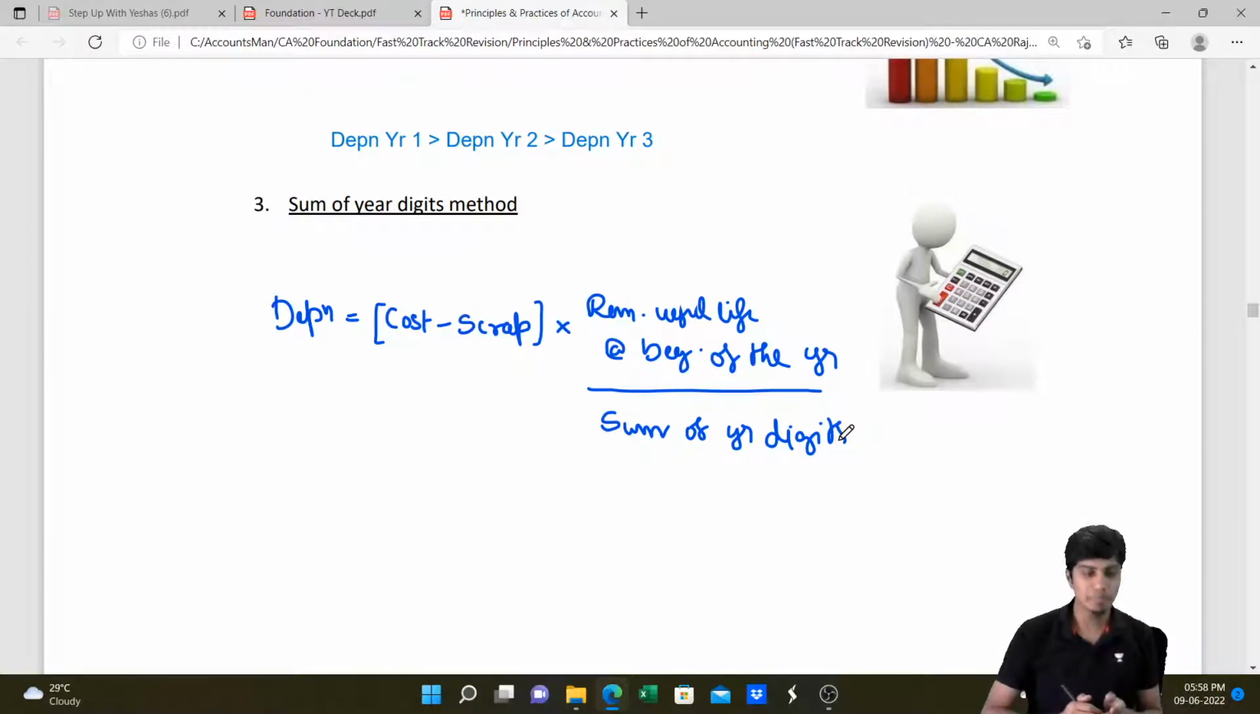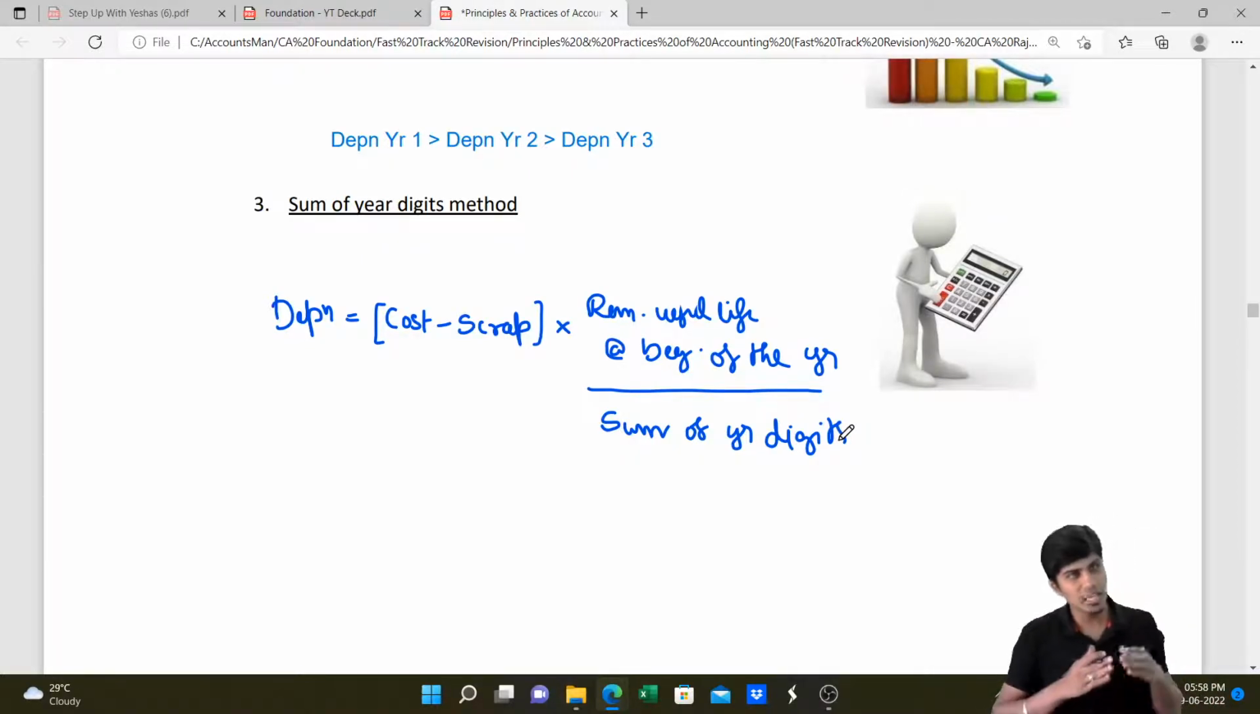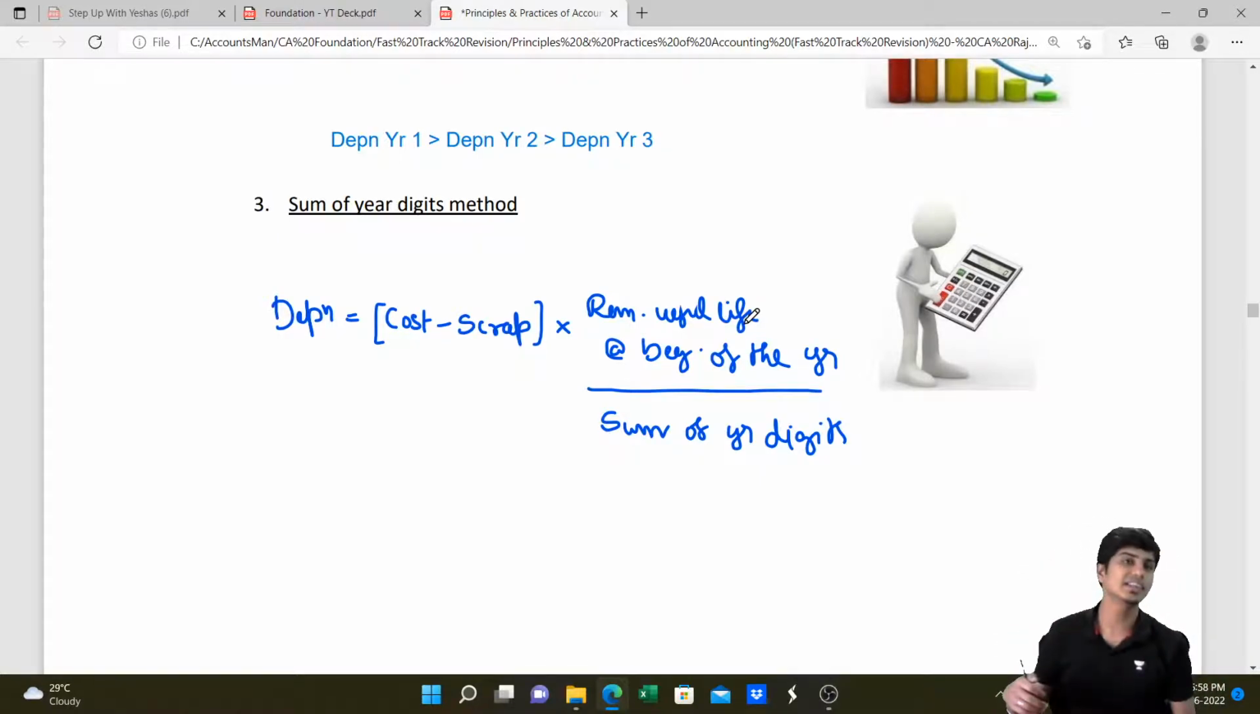Remaining useful life at the beginning of the year means, now assume the useful life of the asset is 5 years. In the first year, the remaining useful life is 5. So we'll take 5 in the numerator. When you're computing second year depreciation, 1 year is over. So remaining useful life at the beginning of year 2 is 4 years. So we'll take 4 in the numerator. For the third year, 2 years are over. So remaining useful life is 3. We'll take 3 in the numerator, then 2. It goes on decreasing. So proportionately it will decrease.